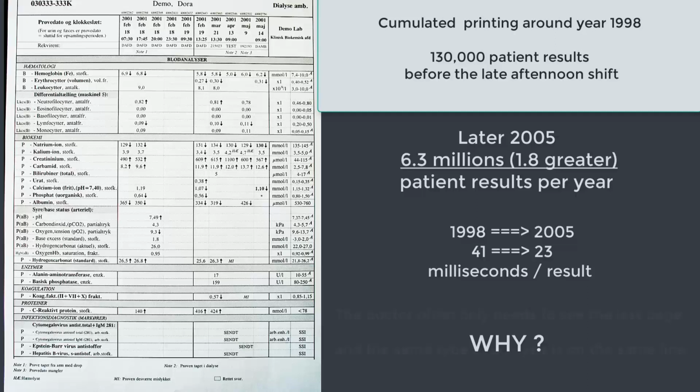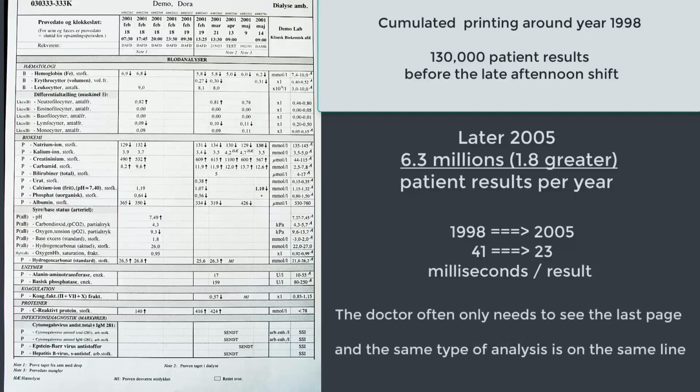Thus, the doctor often only needs to see that one page, and all of the same type of analyses on this page are on the same line. How the register structure supports these requirements appears in the next chapter.